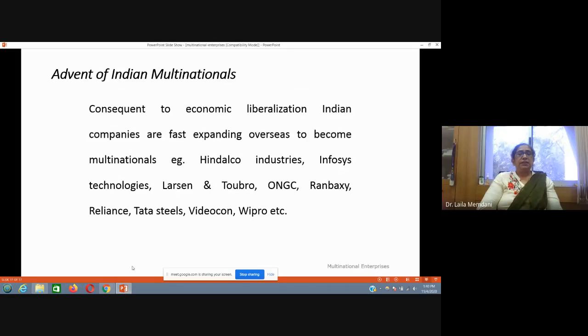In India, multinational enterprises started after we started the economic reforms, well known as LPG, that is, liberalization, privatization, and globalization. So, a large number of Indian companies took advantage of these economic reforms and became multinational companies.